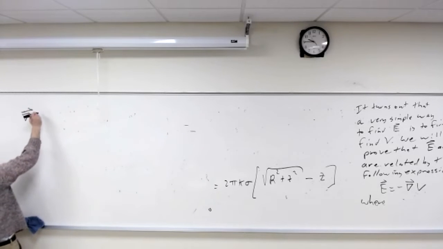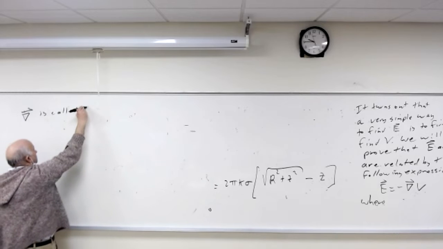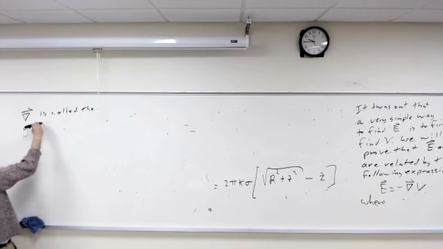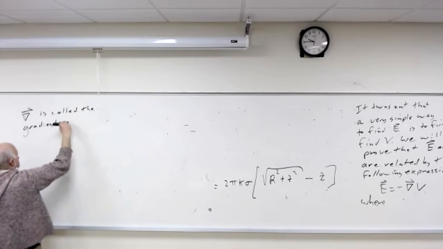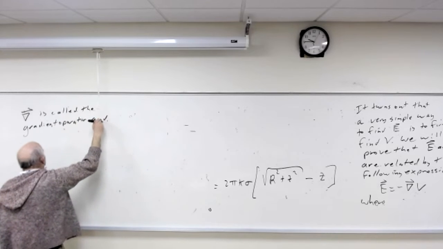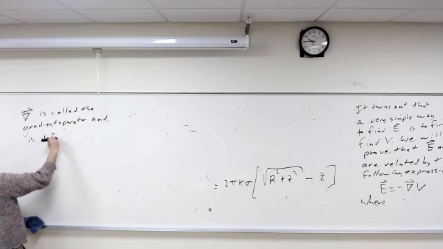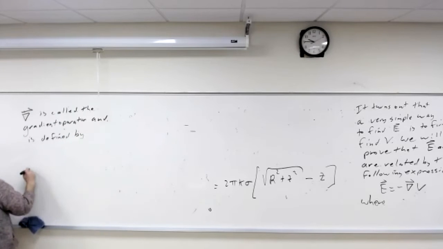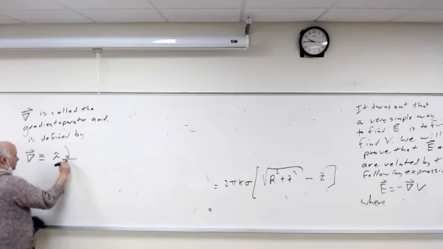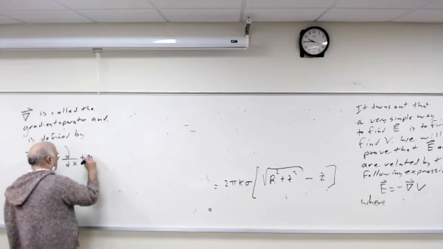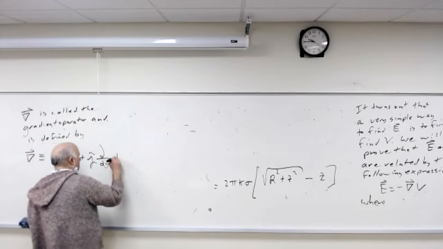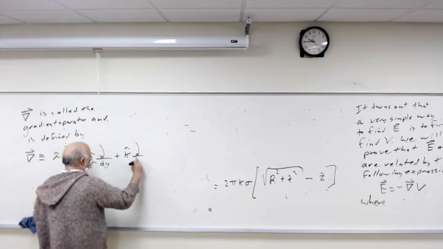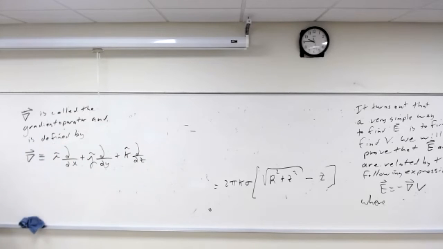Where this is called the gradient operator. And it is defined by I hat, partial with respect to x, plus j hat, partial with respect to y, plus k hat, partial with respect to z. So it turns out this is going to be really useful. I haven't proved that. I'm going to prove that today.